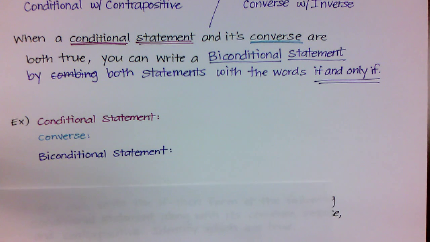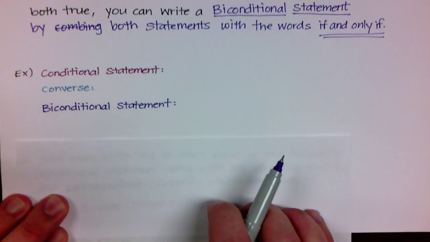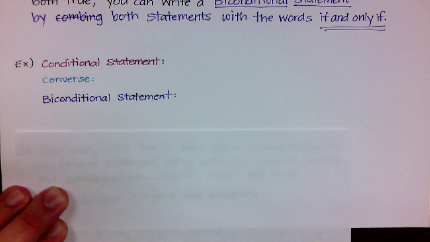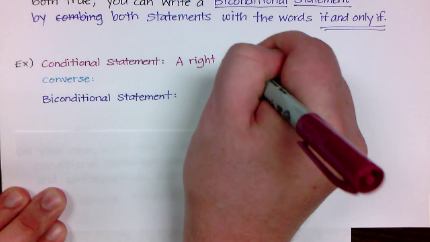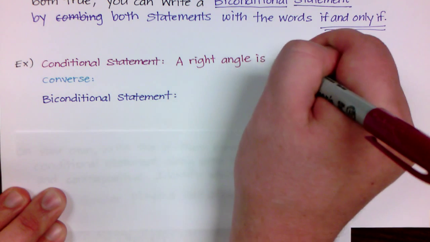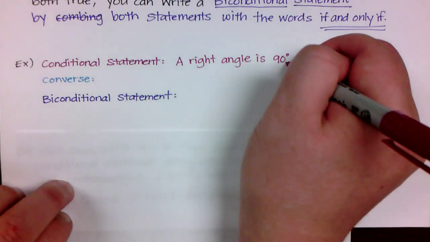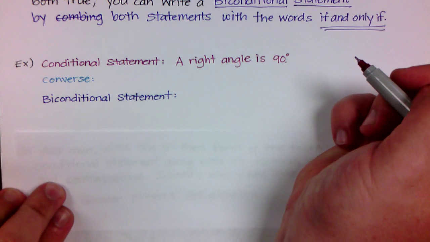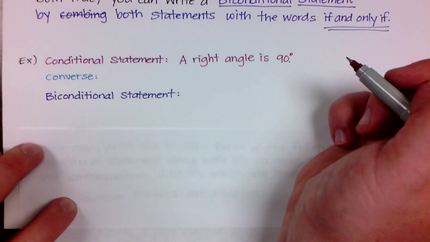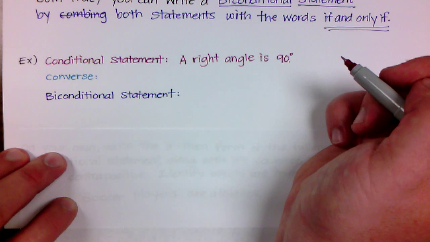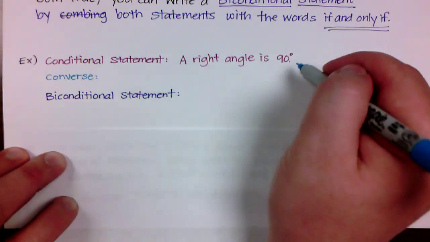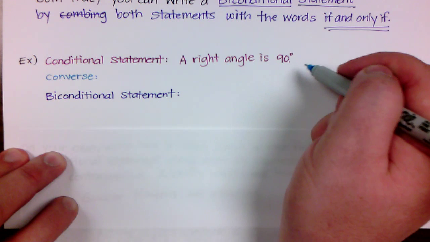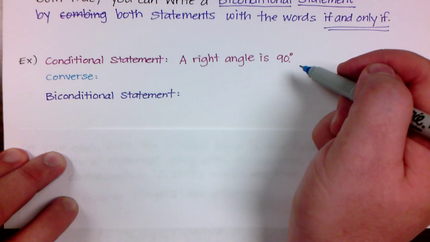So let me give you one last example, and then we're going to be done for today. So we're going to write this conditional statement. A right angle is 90 degrees. Now it kind of just looks like the definition of a right angle, okay? It's not in the if-then form, but I could always rewrite it in an if-then form like I did in the beginning. So the converse, I need to think of what this means in if-then form and then write it in the opposite order, having the conclusion first.